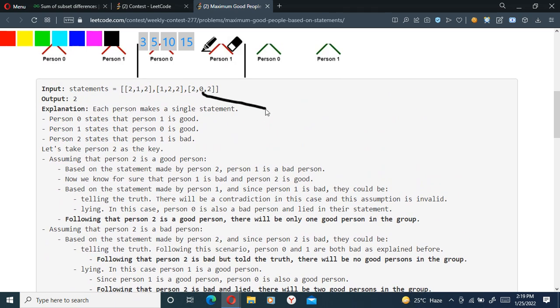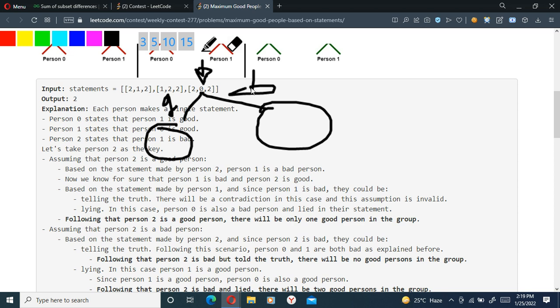If this person was telling the truth, there were multiple conditions. Now, if the last guy is a bad person or a good person, this was for the good and this was for the bad. So for bad also there could be two possibilities: that he is telling the truth or he's telling a lie. So this was a lie, so I took care of the truth condition also. Now comes the lie condition.